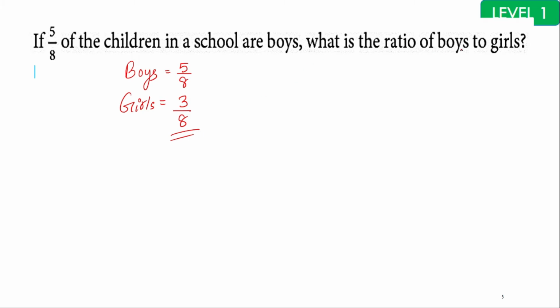So what is the ratio of boys to girls? The ratio of boys to girls will be 5:3. So this is your answer. And you can see the total 5 plus 3 is 8. So this is the ratio of boys to girls. Moving on to the next question.